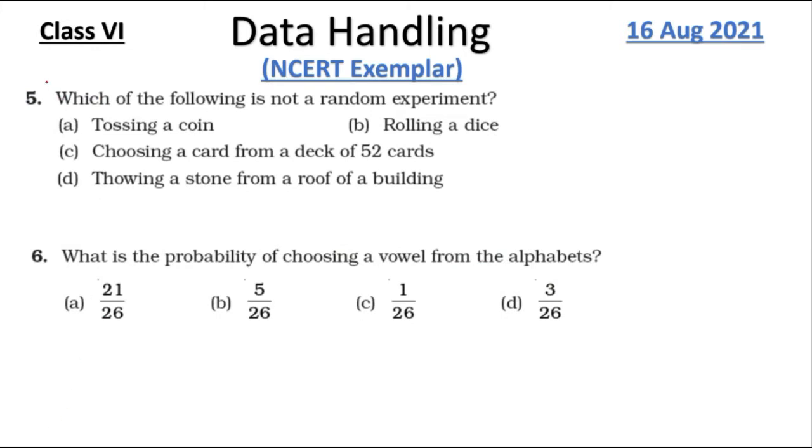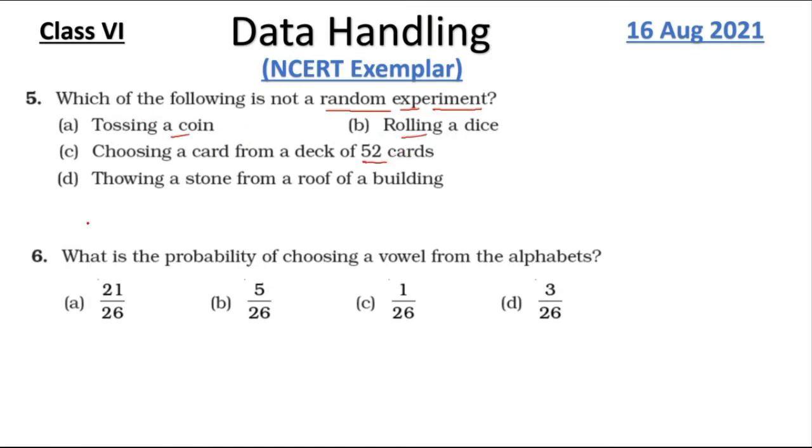Question 5. Which of the following is not a random experiment? A random experiment is the one in which the outcome is unknown. We cannot predict the outcome. Here, tossing a coin, we cannot predict the outcome, so it's a random experiment. Rolling a dice, there will be six outcomes. We cannot predict which one will be on the top of the dice out of six outcomes, so it's a random experiment. Choosing a card from a deck of 52 cards is also a random experiment.